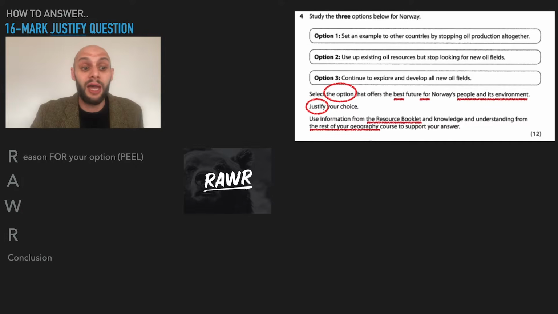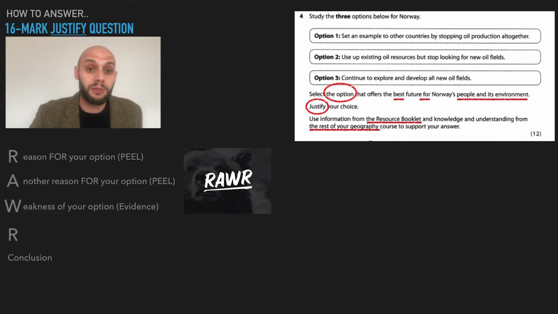A stands for another reason for your option. So you've really put forward a strong argument because you've given me 2 paragraphs, one reason for and then another reason for. Use a PEEL paragraph structure in each of them. Then you are going to do the third paragraph, a weakness of your option. That's the W in the RAW, the weakness, and use evidence for that weakness.